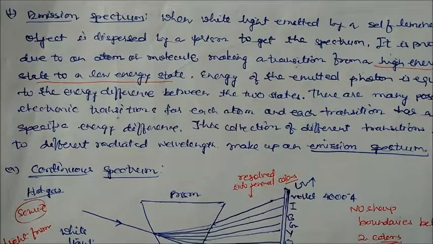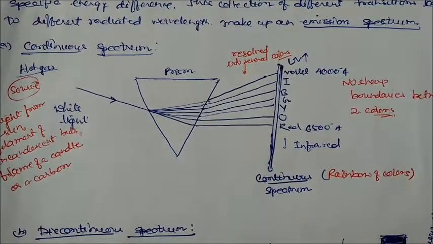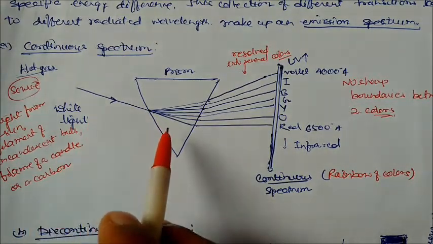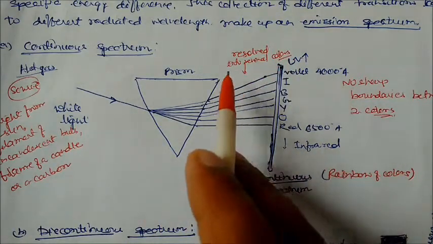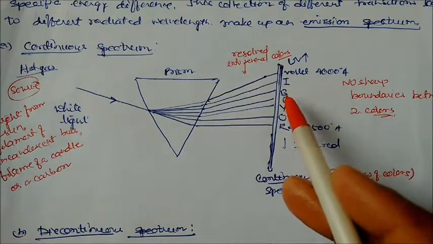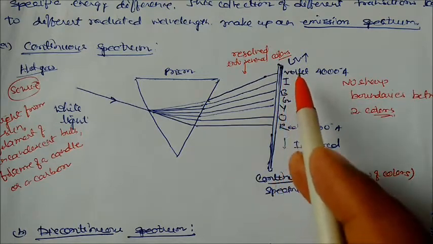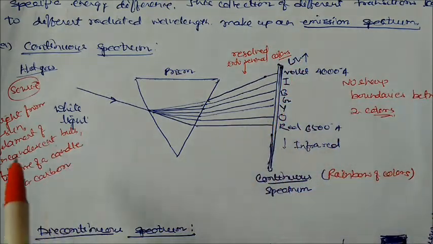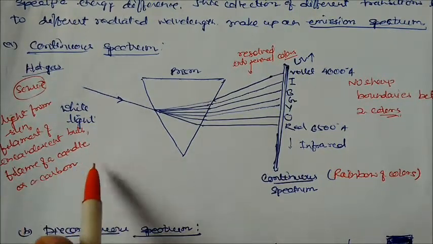Let us see how the different types of emission spectrum are there. This is a diagram of continuous spectrum. We can see here one light going through the prism. It is split into different colors. So it is resolved into several colors. Already I have written one here. We can see these colors: violet, indigo, blue, green, yellow, orange, red. This shows increasing and decreasing wavelength. Ultraviolet we cannot see. This is the source of light. The source of light can be the sun, filament or incandescent bulbs, or the flame of any source.